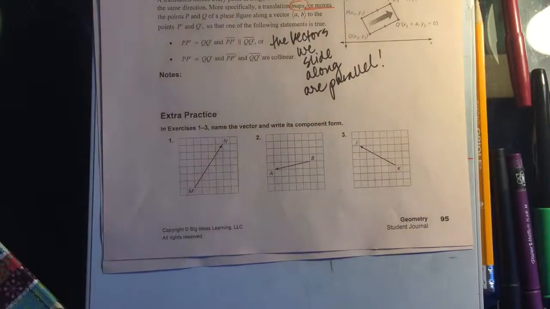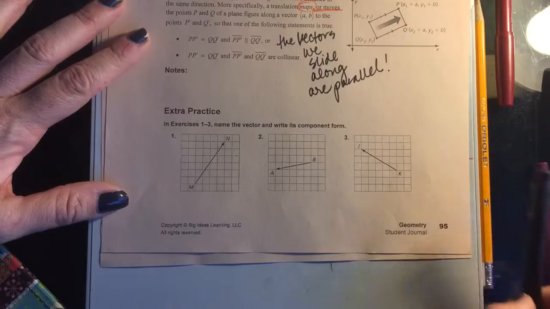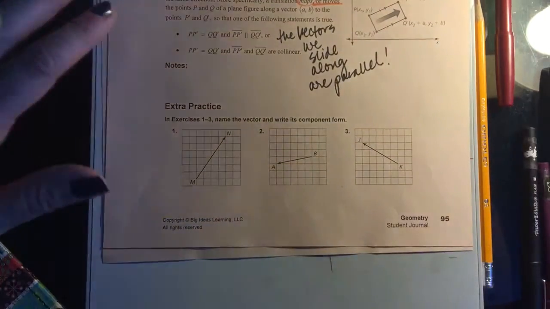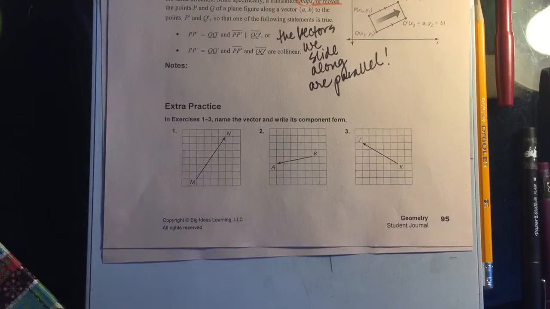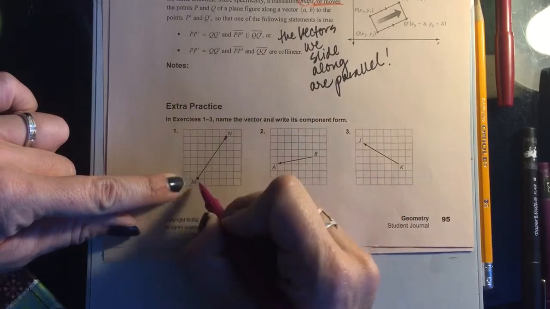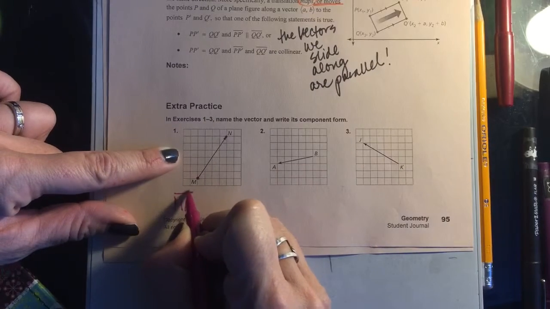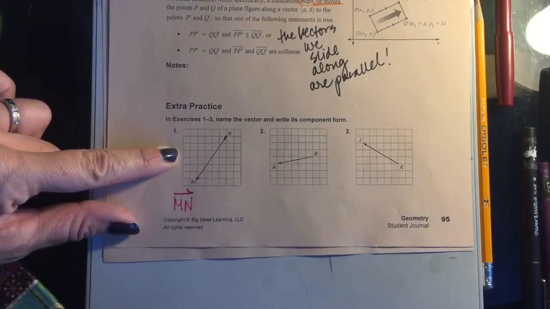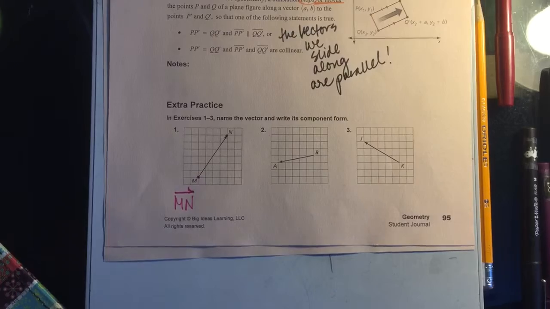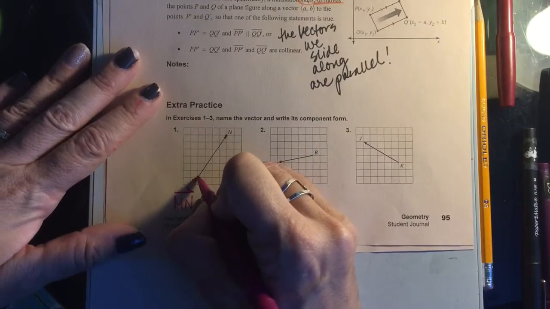So the extra practice component of section 4.1, in the first problems, we have two things to do. We have to name the vector and then write its component form. My vector is M as the initial point, N as the terminal. So I'm going to write it as MN with my vector notation over the top. And the component form for the vector gets into how do I slide to get from M to N.